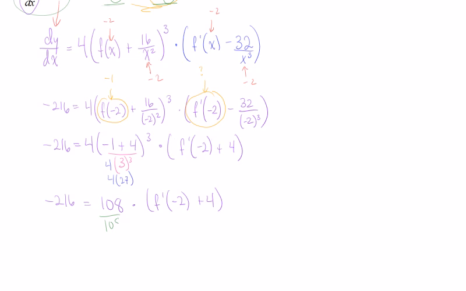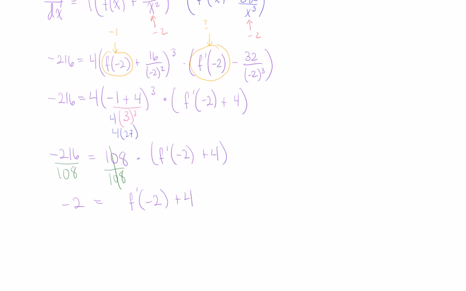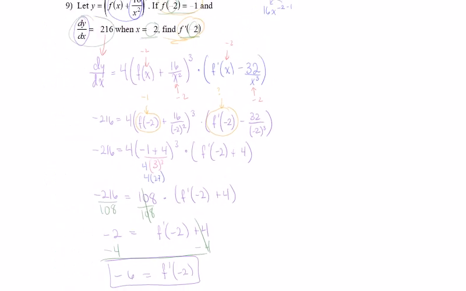So I'm going to divide first by 108. Okay, and so what happens is negative 216 divided by 108 is negative 2. And so then we get f prime at negative 2 plus 4. Then we're going to subtract 4 from both sides. We're just solving for this variable here, which is f prime at negative 2. And finally we get negative 6, so that's our answer for f prime at negative 2. Okay. Whew, so we did all that. A lot of work on this one.